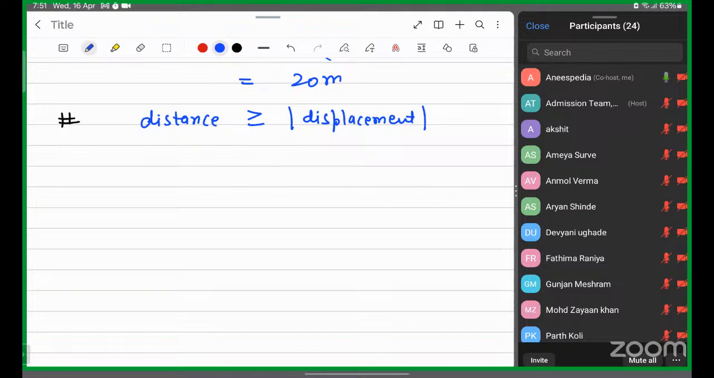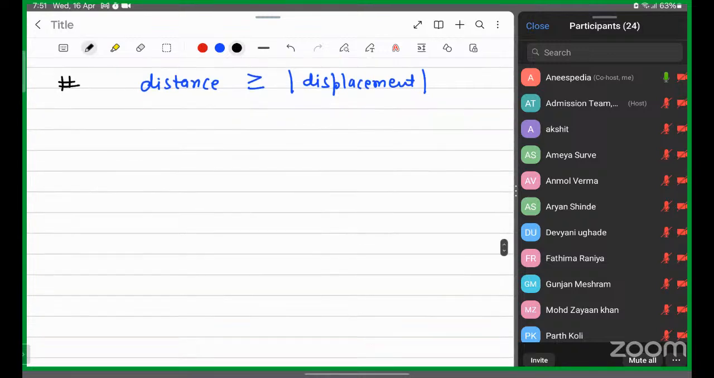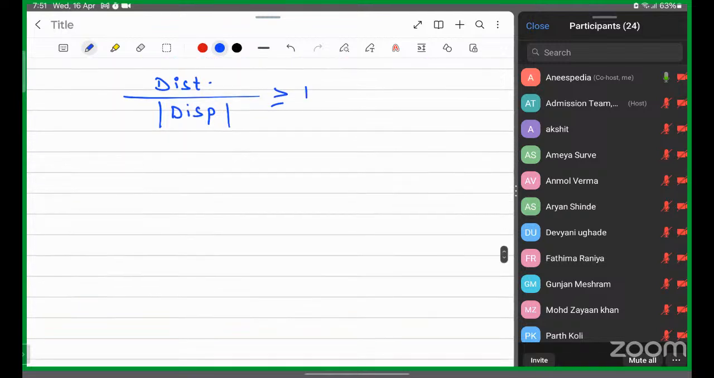And distance can never be negative, it will always be positive or zero. So distance is always greater than or equal to displacement, which also implies that if you take the ratio, distance divided by mod of displacement will be greater than or equal to 1.